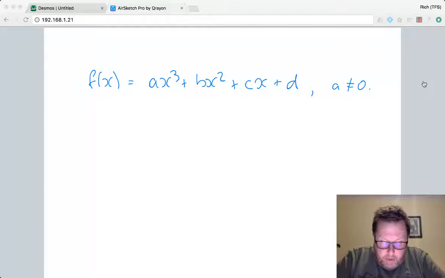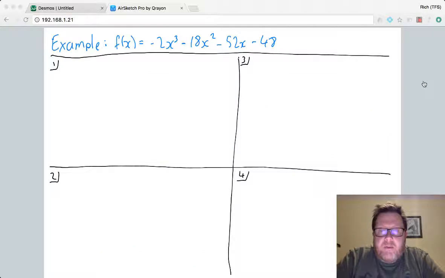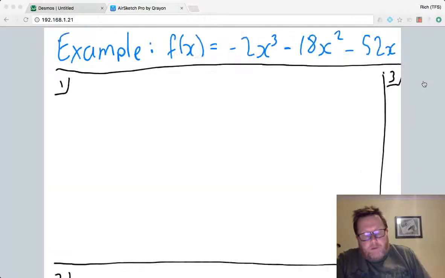Okay, so that's basically what we're going to do now with an example. So let me go to the example here. f of x equals negative 2x cubed minus 18x squared minus 52x minus 48, and we have to form a graph from that. Now you might see I've split this page into 4 little quadrants. This is just so that I can get all the working out to fit into this one section. Maybe it might need to be 2 sections, I'm not too sure. So let's just see how we go. I'll just zoom up on this first section.